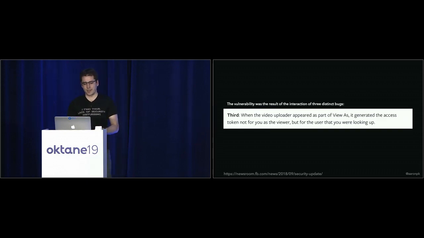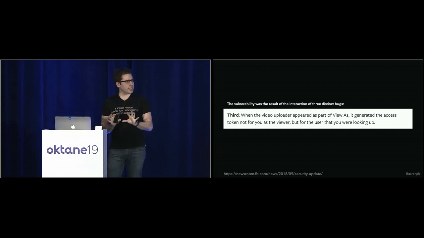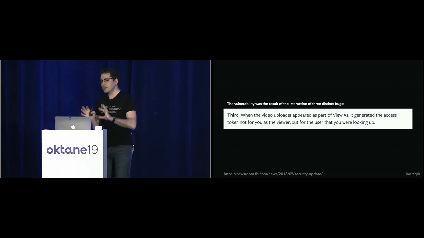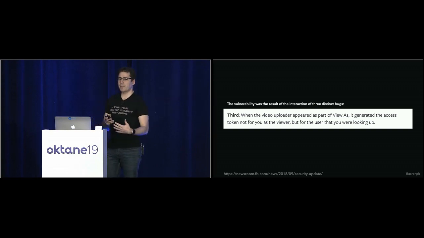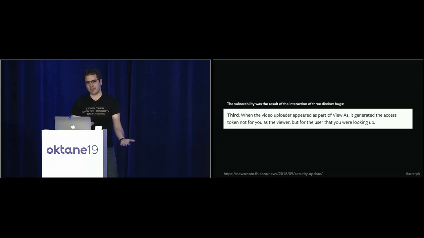Third, when the video uploader appeared, uh-oh is right. It generated the access token not for you as the viewer, but for the user that you were looking up. So again, by itself, this wouldn't necessarily be a huge deal, because it was supposed to have generated an access token that could only upload videos. But because of that other bug, it then had the permissions of the Facebook mobile app.